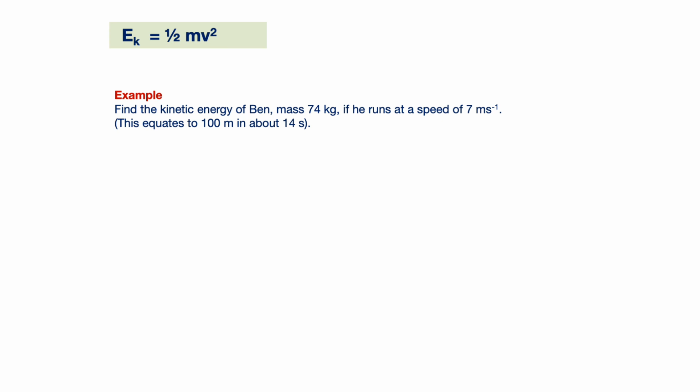Ben is a fast runner. If his mass is 74 kilograms and he runs at a speed of 7 meters per second, find his kinetic energy. Right, what I'd like you to do is to pause the video at this point, take a pen, calculator and some paper, work out the answer using the equation, and then resume the video to see the solution. So pause the video now.